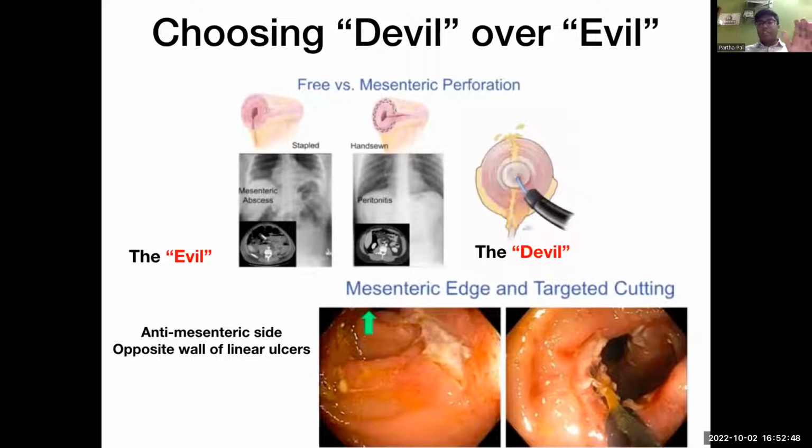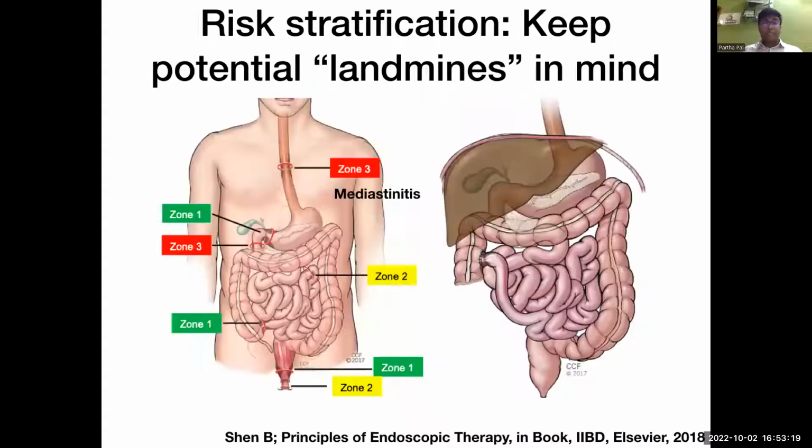And as you can see, you can cut a non-ulcerated area in a mixed stricture, where both inflammation and fibrosis are there. In those cases, mostly the anti-mesenteric side in Crohn's disease is cut, as ulcers are on the opposite wall of the linear ulcers. Cutting on the anti-mesenteric side is good, because even producing a mesenteric abscess will cause less morbidity for the patients than producing a free perforation.